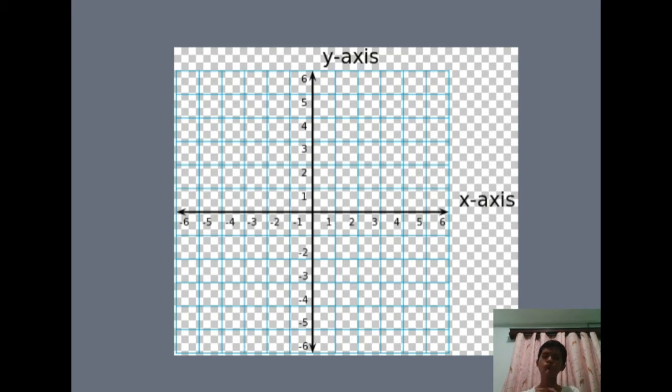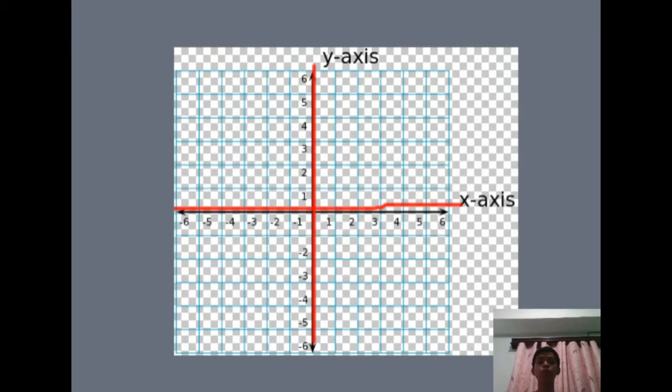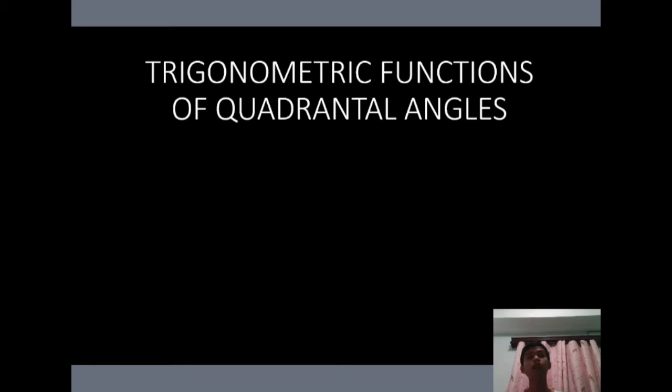But first, what are quadrantal angles? These are angles in standard position whose terminal side lies on the x or y axis. Examples of these quadrantal angles are 0 degrees, 90 degrees, 180 degrees, 270 degrees, 360 degrees, and so on and so forth. With that in mind, let's now proceed to our main topic, trigonometric functions of quadrantal angles.